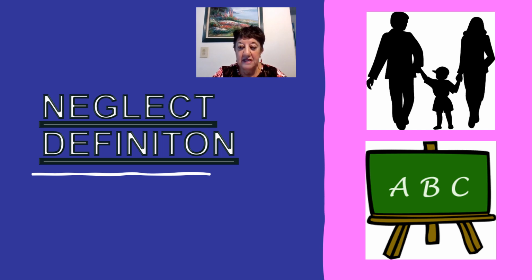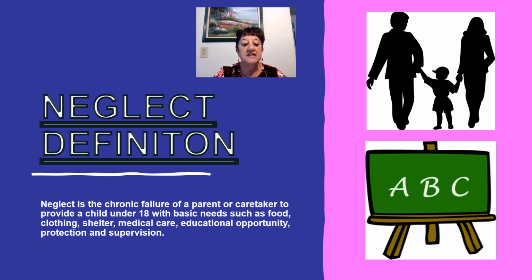So this is the definition of neglect. Neglect is the chronic failure of a parent or caretaker to provide a child under 18 with basic needs such as food, clothing, shelter, medical care, educational opportunity, protection, and supervision. Just as a little clarification, each state has definitions of neglect and abuse. So this is based on the New York State definition.